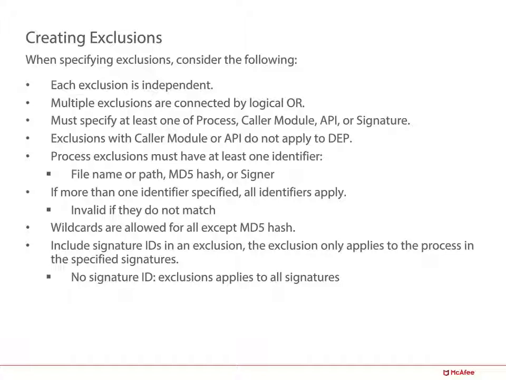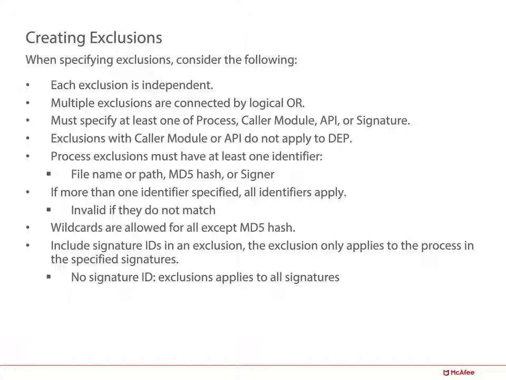For process exclusions, you must specify at least one identifier, that being file name or path, MD5 hash, or signer. If you specify more than one identifier, all identifiers will apply. If you specify more than one identifier and they do not match, for example, the file name and MD5 hash do not match, then they don't apply and the exclusion is invalid. The exclusions are case insensitive. Wildcards are allowed for everything except the MD5 hash.